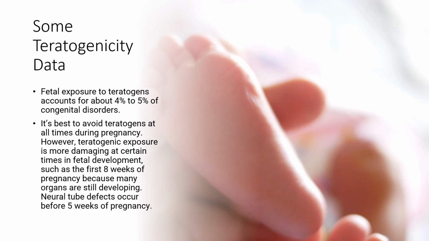Neural tube defects can occur before 5 weeks of pregnancy is completed. The neural tube forms in the brain and the spine. Neural tube defects occur when the neural tube doesn't close properly. Therefore, it can lead to several congenital disorders.